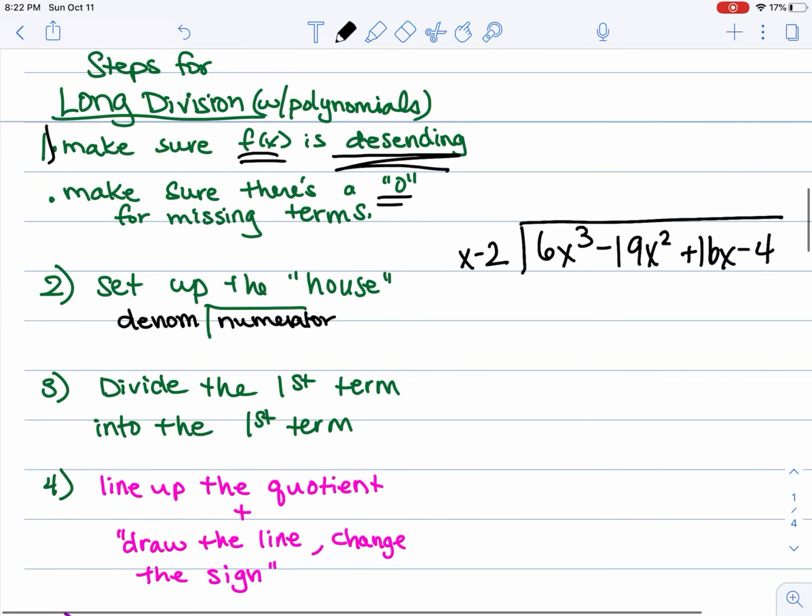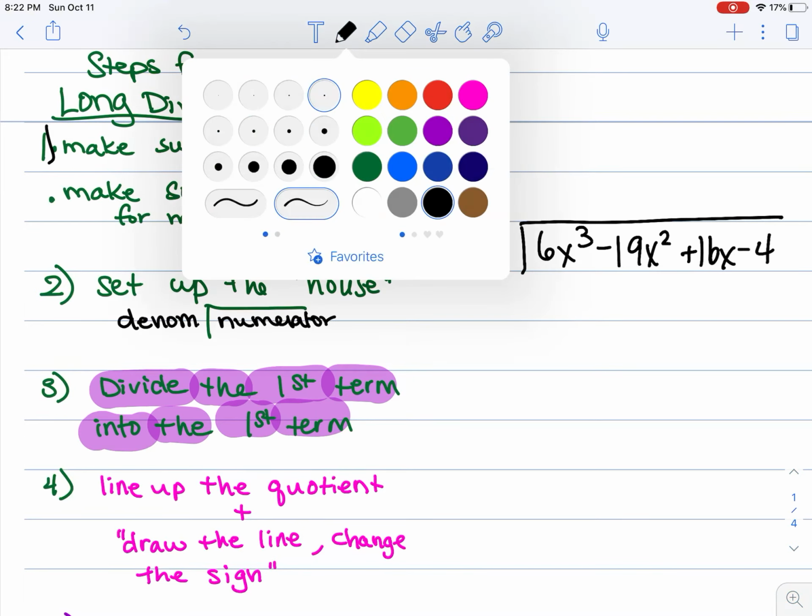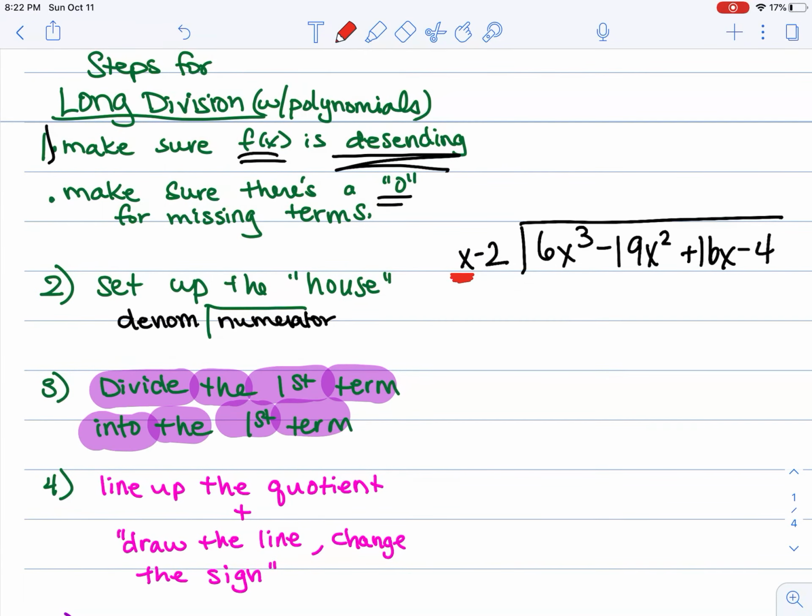Our next step is to divide the first term into the first term. So here's what that means. This first term, x, is going to go into 6x cubed. So what is 6x cubed divided by x? We know it's 6x squared. And I'm putting it here because this is the x squared column, okay?